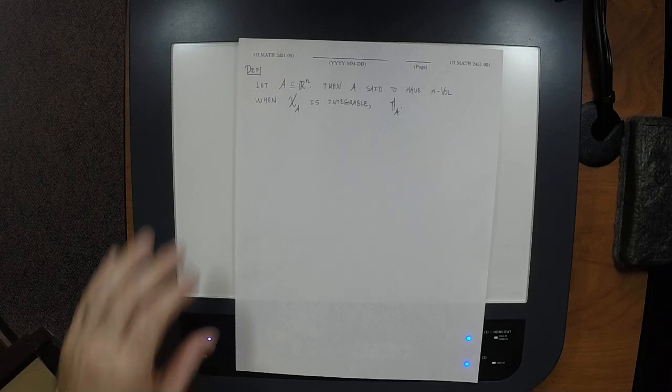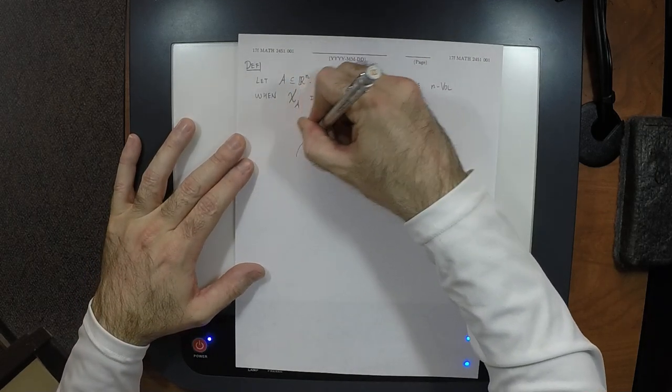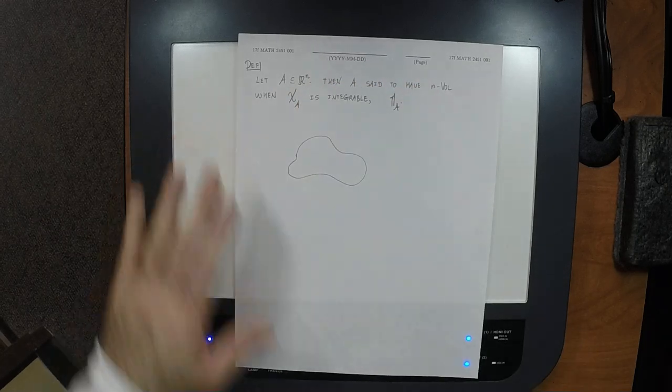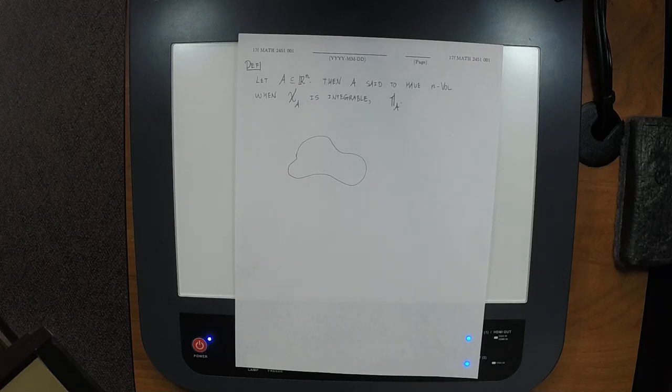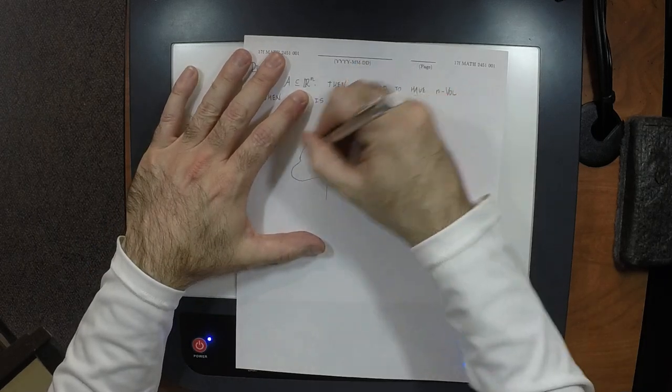So what if we have a set, say in R2, and this is clearly not a cube. The question is does it have an area? How will we compute its area? Yeah, we're going to break it into cubes. We're going to break it into cubes. So, for example, like so.